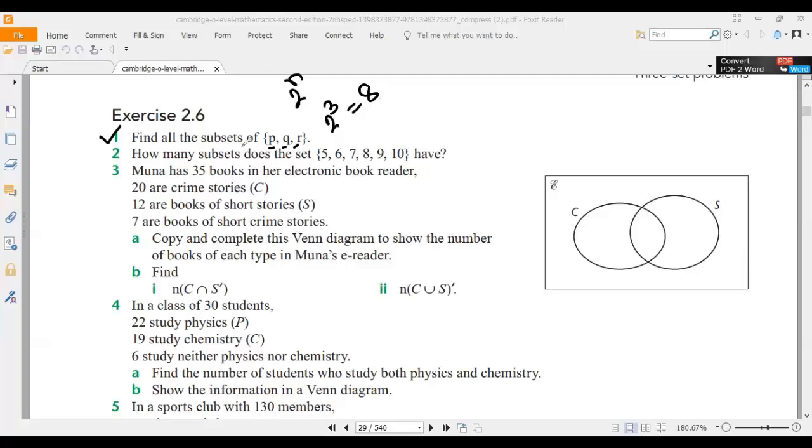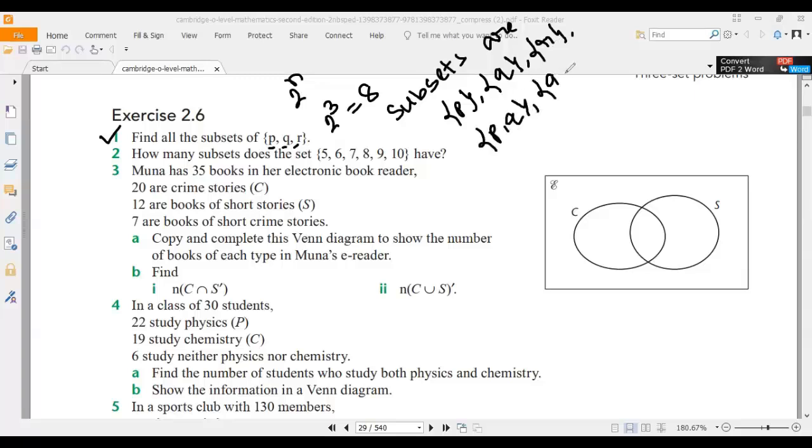Now we need to find the subsets. We can write the subsets: {P}, then {Q}, then {R}, then taking 2 elements, {P, Q}, {Q, R}, {P, R}, then {P, Q, R}, then the null set or empty set. If we count how many subsets there are: 1, 2, 3, 4, 5, 6, 7, 8. So in this set there are 2 cubed, equal to 8 subsets.